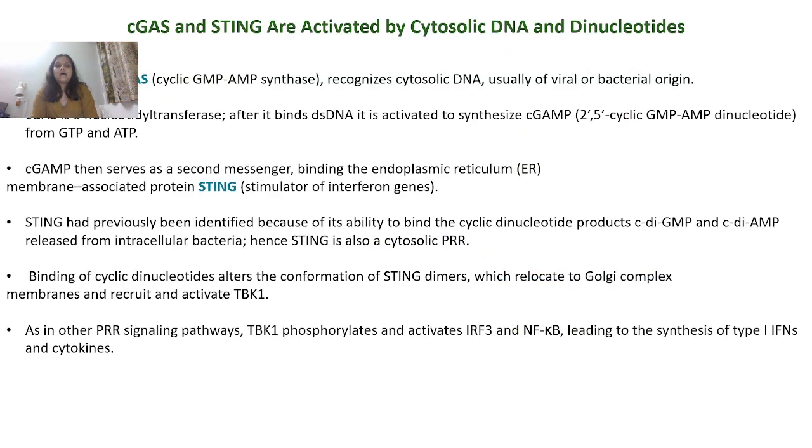So these are the different types of receptors which I told. Apart from this, there are certain molecules which are known as cGAS and STING. They are cytosolic PRRs, pathogen recognition receptors. cGAS, cyclic GMP-AMP synthase, recognizes cytosolic DNA, usually of viral or bacterial origin.